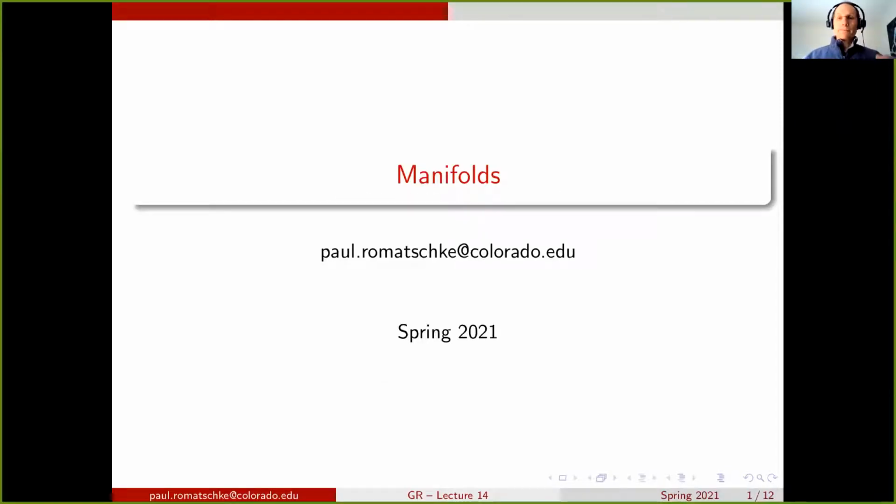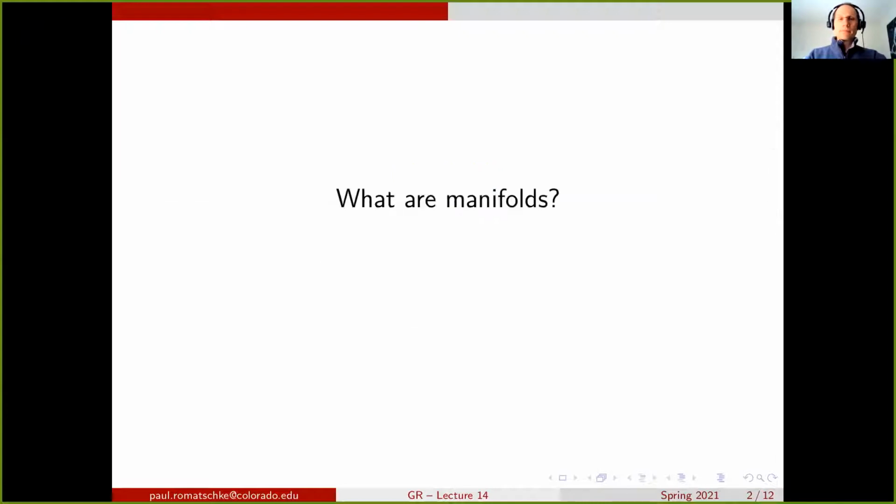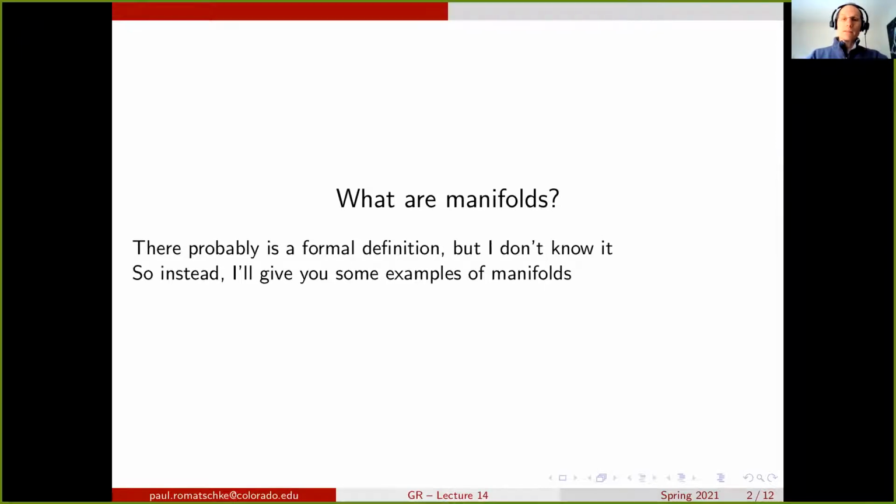Welcome to lecture 14. In this lecture, I'm going to talk about manifolds. What are manifolds? There's probably some formal definition of manifolds, but I actually don't know the definition. Instead, what I'll do in this lecture is give you some examples of manifolds, with the idea that you can generalize these examples to get some knowledge of what is meant by the expression manifold.